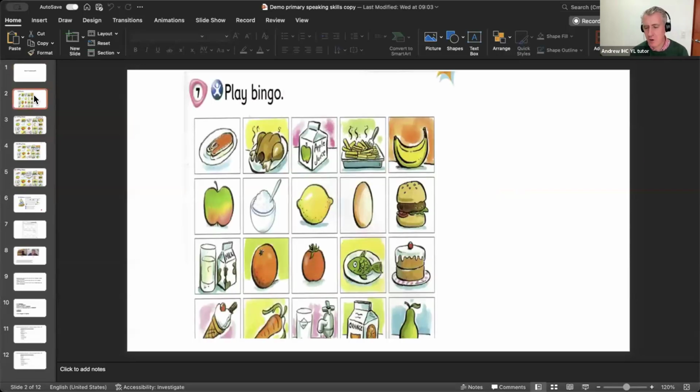All right, I'll treat you as if you are primary school learners, okay? All right, so we're going to play bingo. Here's the bingo card. You can see there are four columns and four rows.